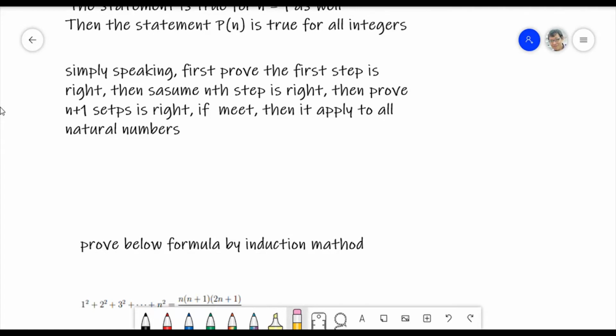If the first step, A0 or A1, is right, then you assume there's the number n. Okay, the k step is right. Assume it is right, and then you prove it when it goes to k plus 1. The result is the same as the formula. If you can prove that n plus 1 meets the formula as well, it means it can apply for all the natural numbers.